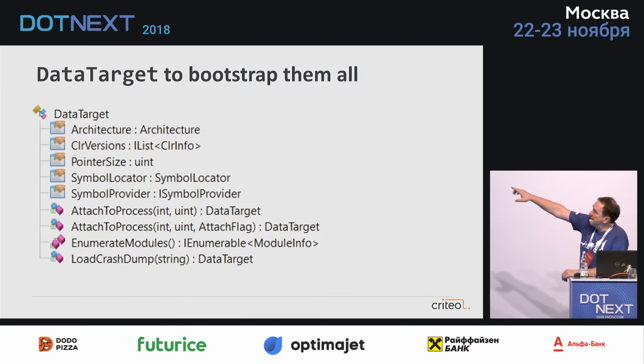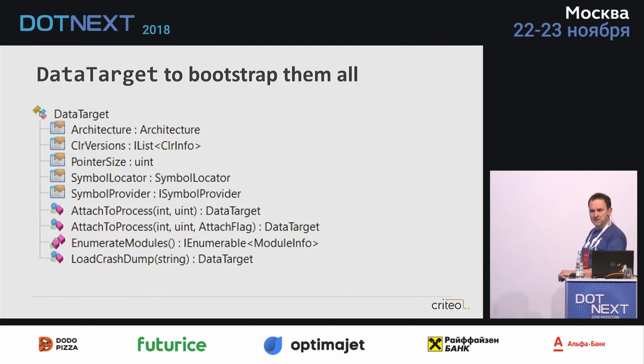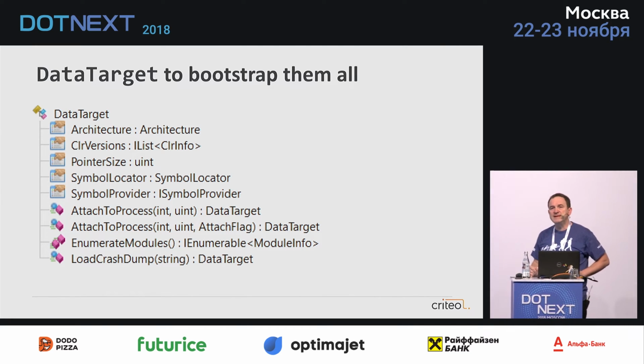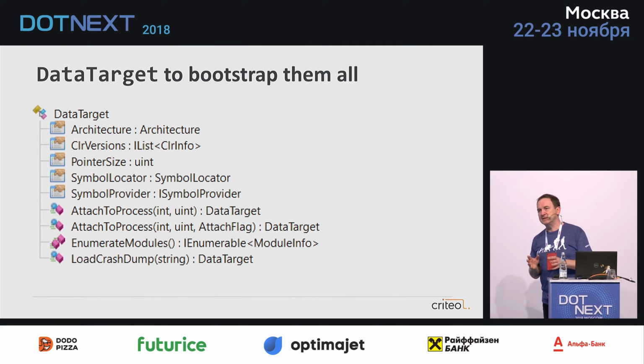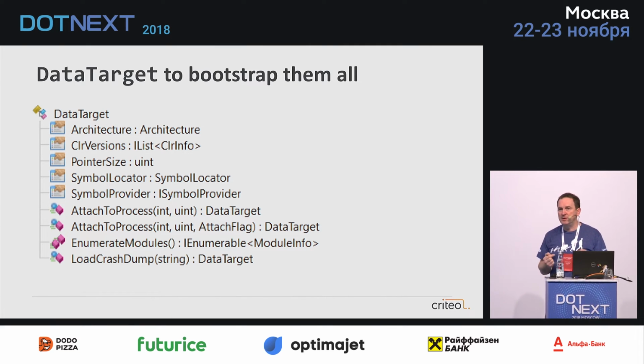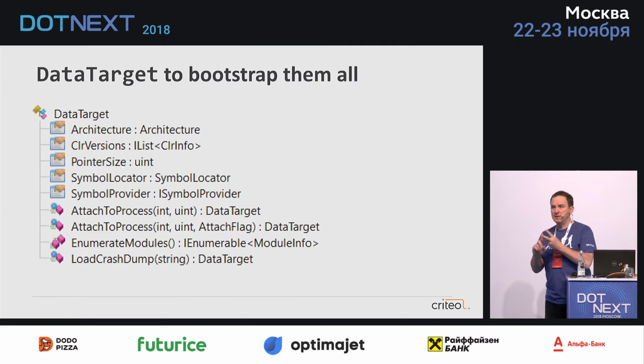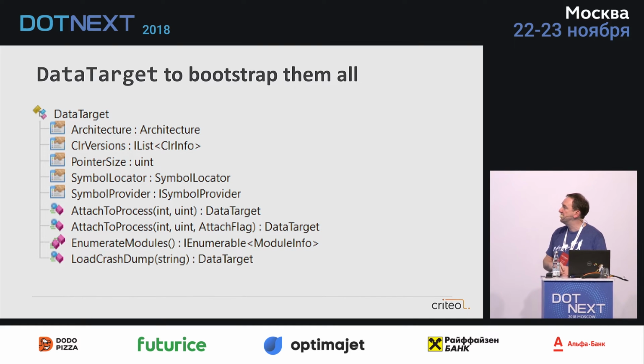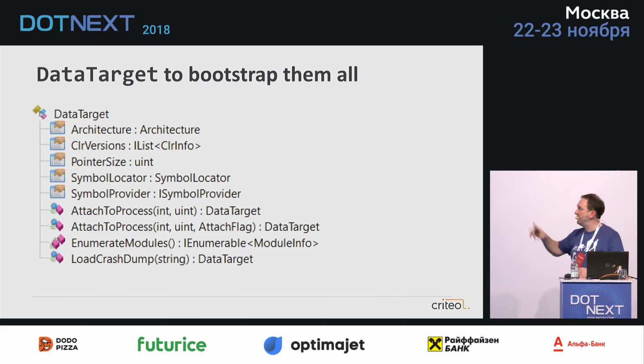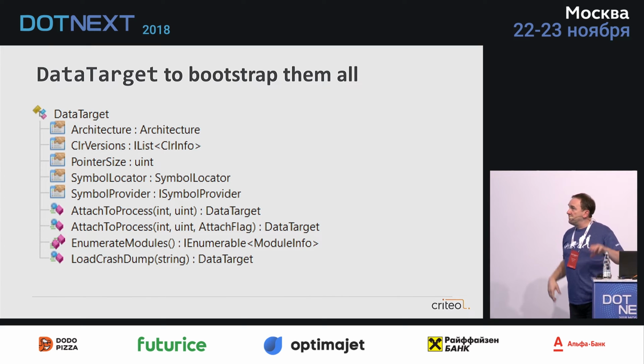Then, what do we have now? We have the last method that I didn't mention, the enumerate module method. This enumerate module method gives you the list of all the DLLs and assemblies loaded in your process, both the native one and the managed one. You will see that we can get almost the same kind of list after that. I will talk about the symbol locator in the next slide. So we have the data target.